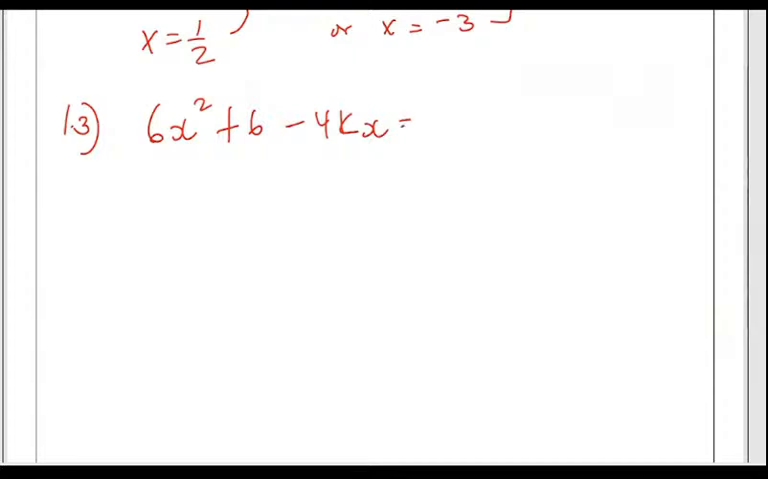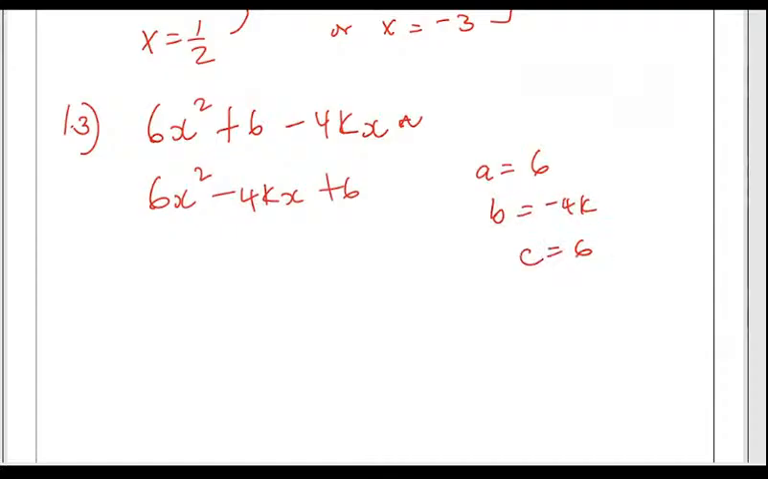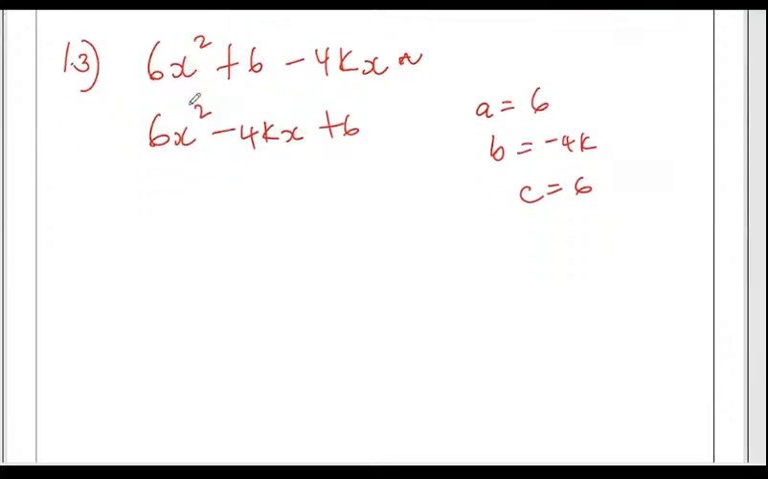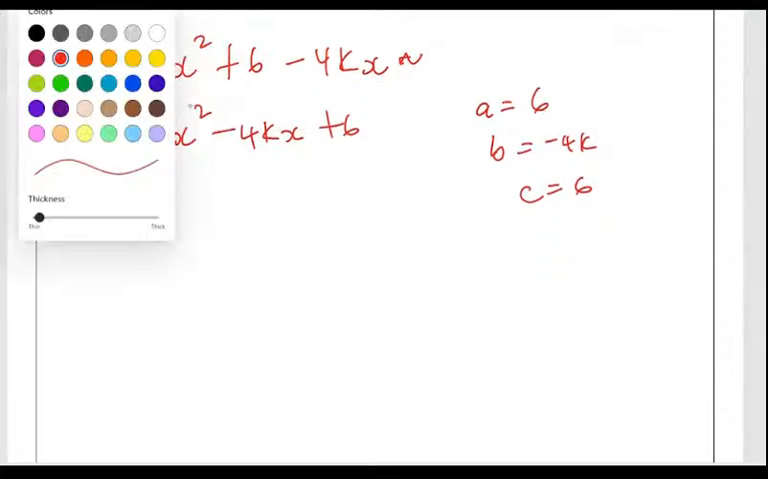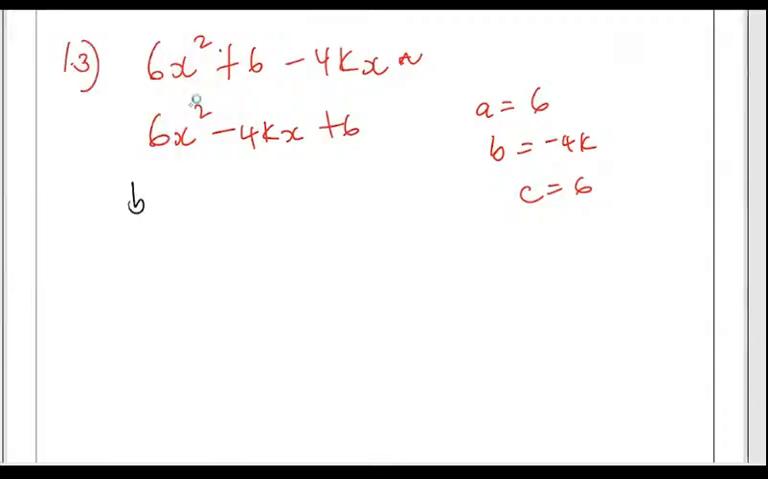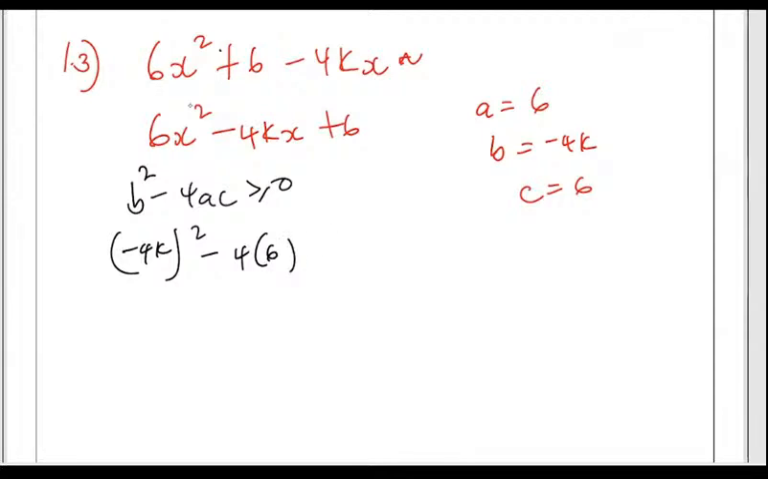So rearrange this and we see what we get. So it's 6x squared minus 4kx plus 6. So the a is a 6, the b is a negative 4k, the c is also a 6. Now let's substitute into our discriminant and see what we obtain. All right, so that's going to be b squared minus 4ac is greater or equal to 0. Our b, we said, is negative 4k, so negative 4k squared. Minus 4, the a is a 6, and then the c is also 6. This must be greater or equal to 0.